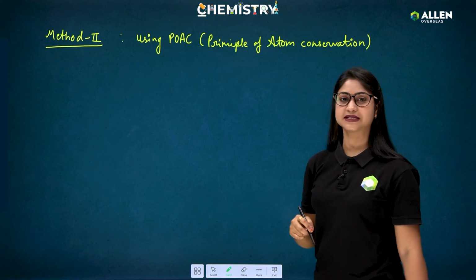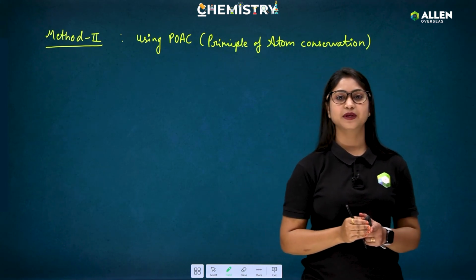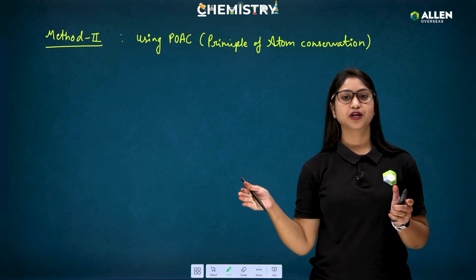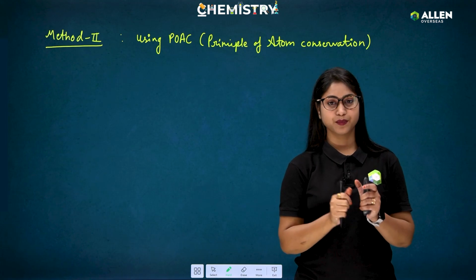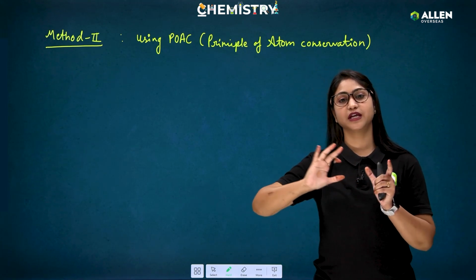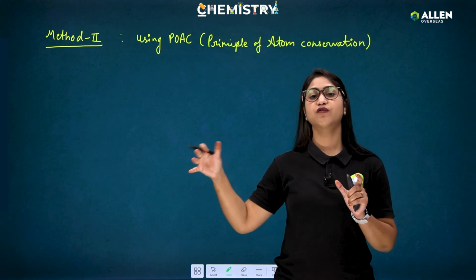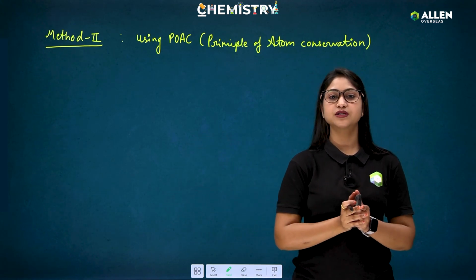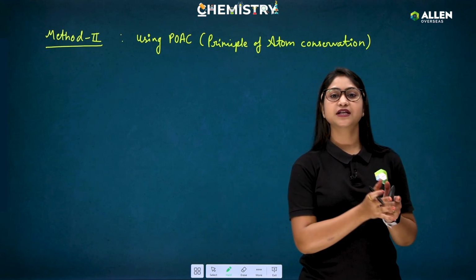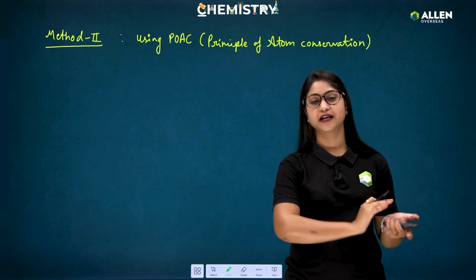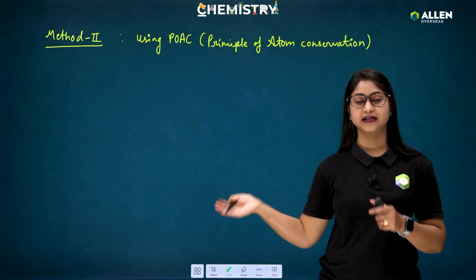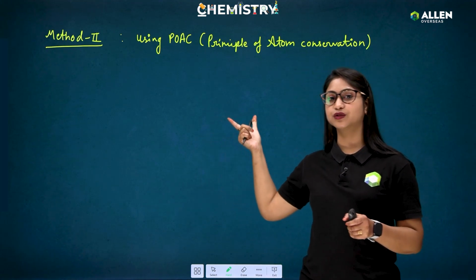So what does this principle say? This principle says simply that the number of atoms, or moles of atoms, in a chemical reaction remains conserved. Means the moles of atoms at the reactant side will be equal to the moles of atoms at the product side. Suppose in the previous example, the total number of moles of carbon atoms at the reactant side will be equal to the total number of moles of carbon atoms at the product side. These two will be equal according to this law.